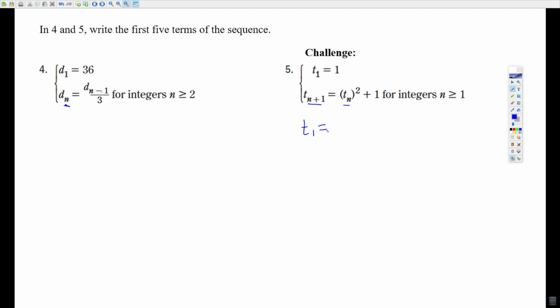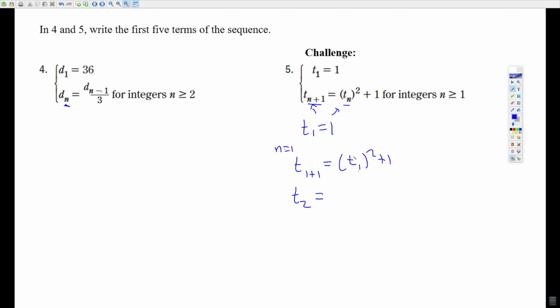So if you're going to do t sub 1 equals 1, to get the next term, you're going to plug in, ironically, the number 1. So you would do t sub 1 plus 1 equals t sub 1 squared plus 1. That's how you get the next term. So what we're actually finding is t sub 2, even though we originally plugged in n equals 1, right?